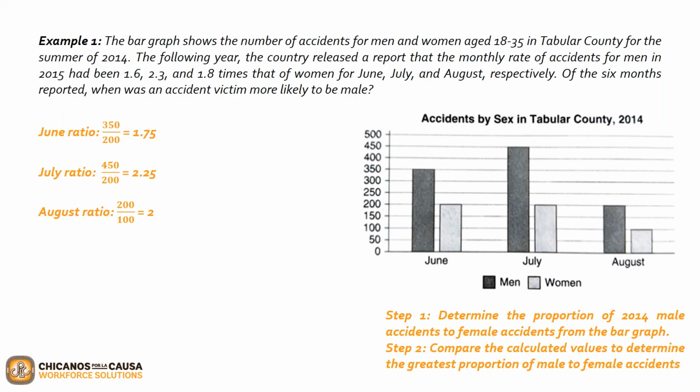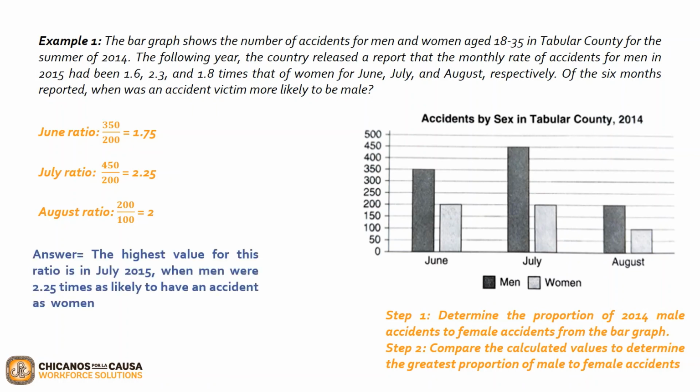So again, remember, we're not trying to determine whom has more accidents by month because we can see that men do. We're just trying to determine for each of the months which one is the highest. In which month do we see men having more of a chance having an accident than women? So if we're comparing our decimals, we can see the highest value for the ratio is in the month of July 2015, when men were 2.25 times as likely to have an accident as women. So our final answer would be July.